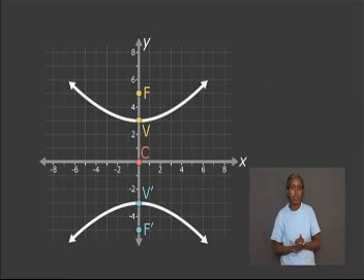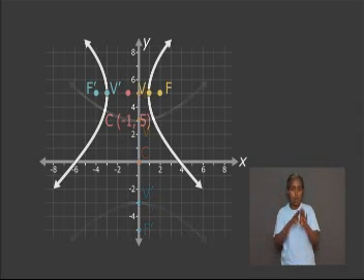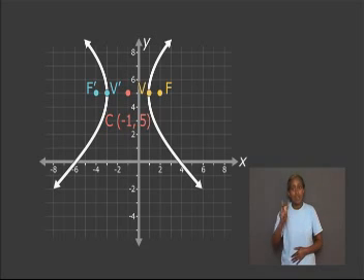A hyperbola can have a transverse axis that is horizontal, in which case the hyperbola opens out to the left and to the right. It can also have a vertical transverse axis, in which case the hyperbola opens upward and downward. Its center can be at the origin or at a point h, k.